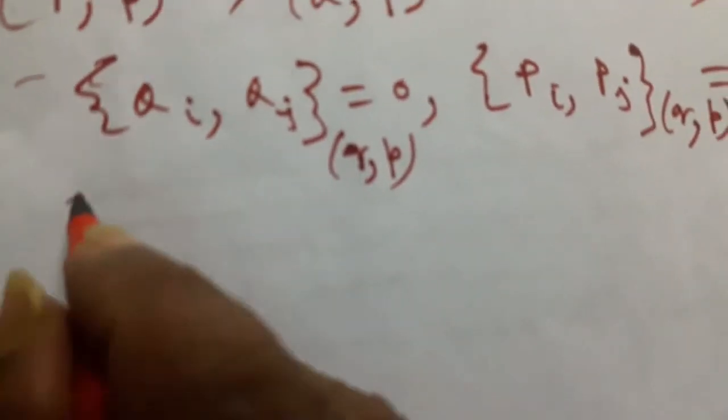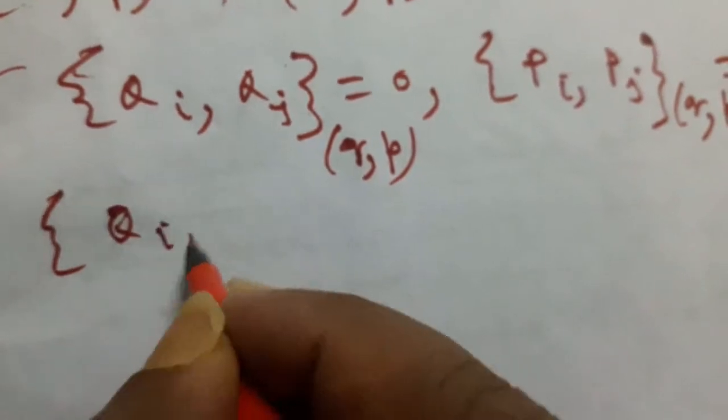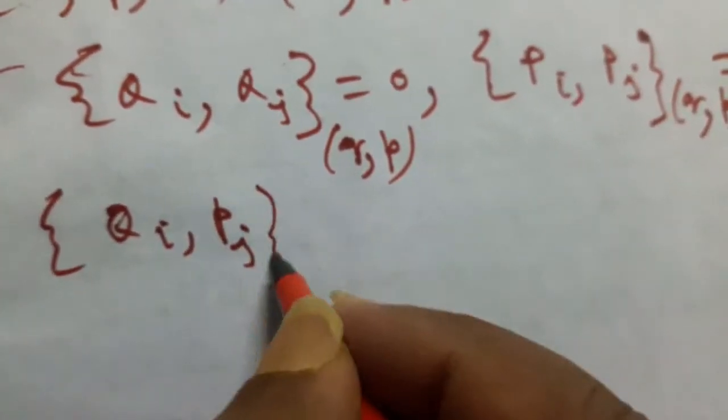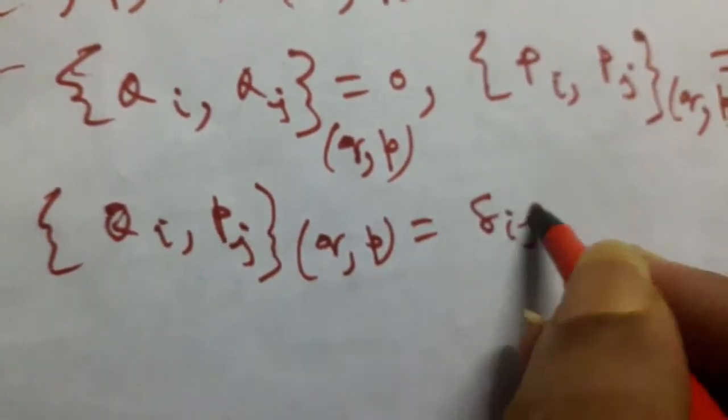And the third one, the components Qi, Pj for Q, P, that is delta ij, with the usual meaning.